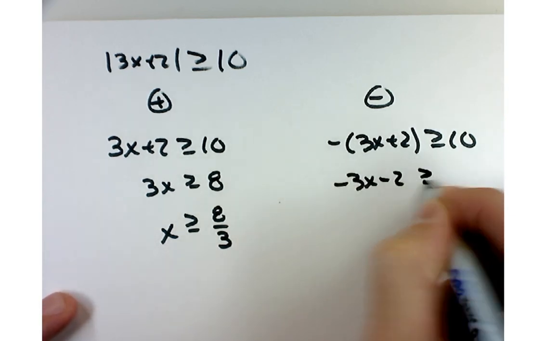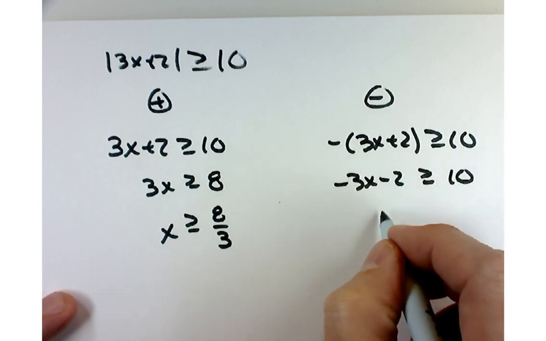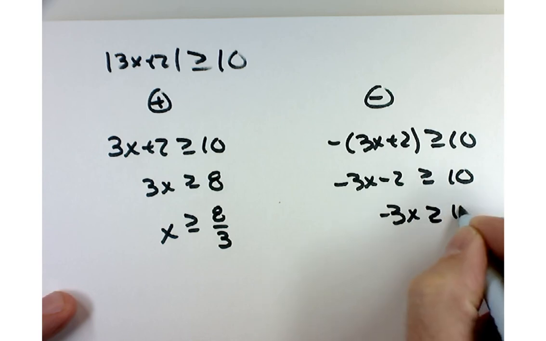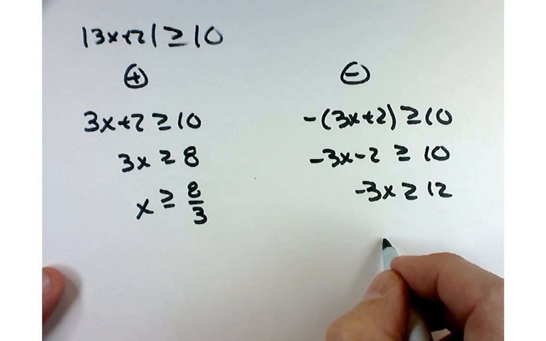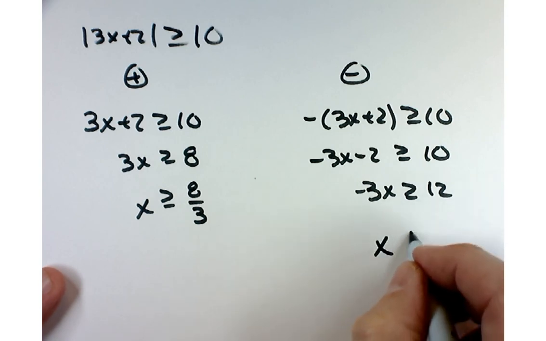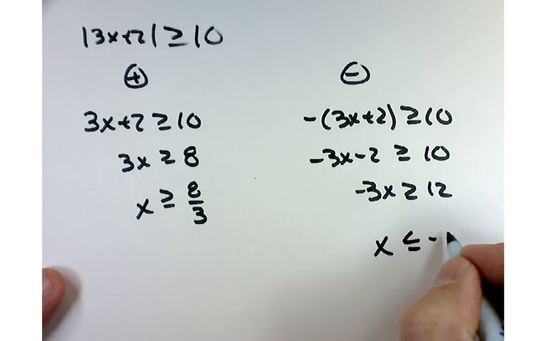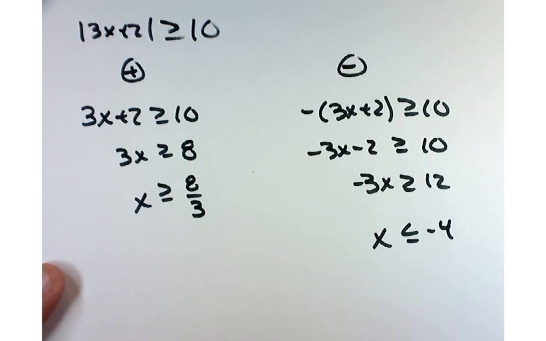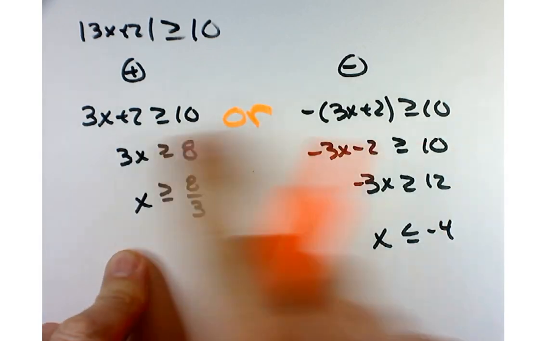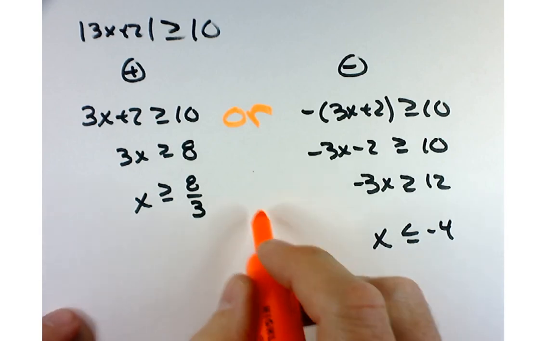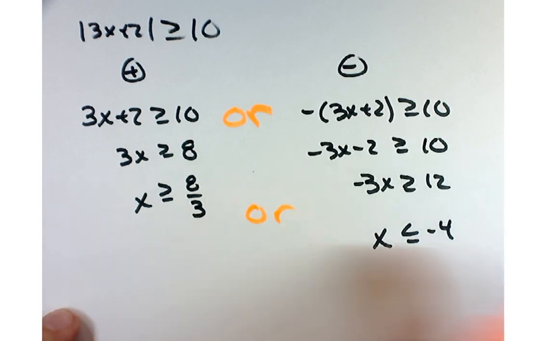If I distribute the negative sign to both terms here and then add 2, I get negative 3x is greater than or equal to 12. What happens when I divide both sides by negative 3? You have to flip the sign. So we have x is less than or equal to negative 4. Interestingly enough, you've got two intervals that face away from each other. Now there's one more little thing that I've got to add here. When you're doing the absolute value greater than case, it's an "or." It's this or this.